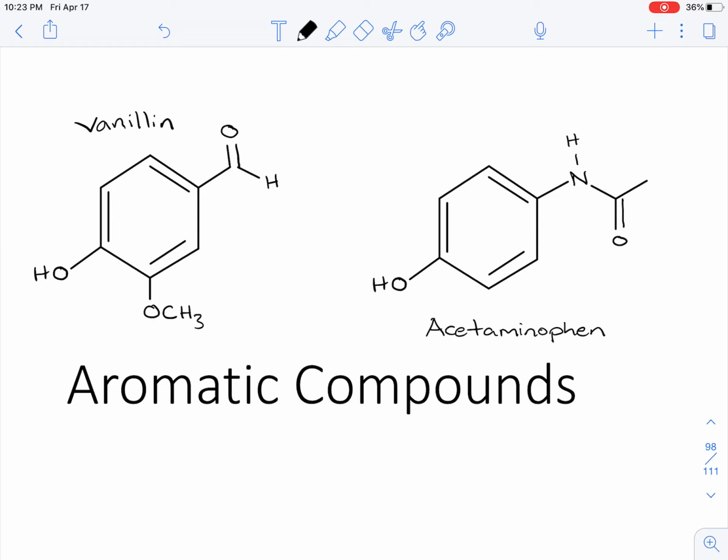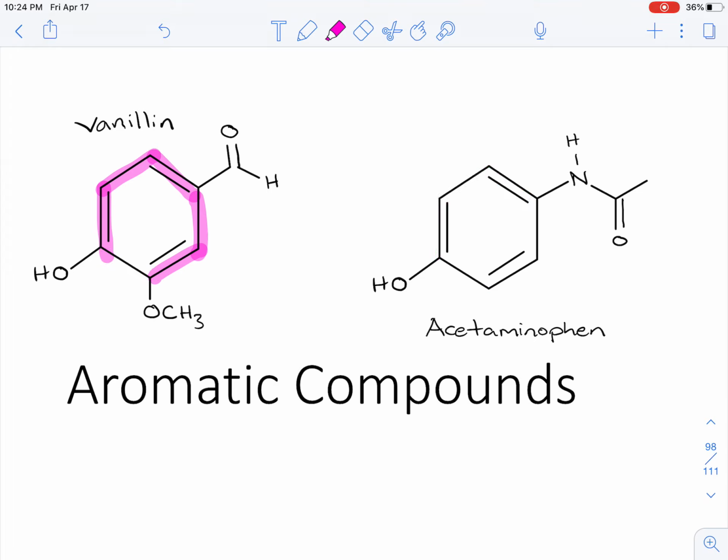And so in the two structures that you see on the screen, these are two examples of aromatic compounds. One is vanillin and one is acetaminophen. If you look at both of these compounds, what they have in common is that ring that you see in the middle. It's very prominent. I'm referring to this ring, and this ring is known as a benzene ring.